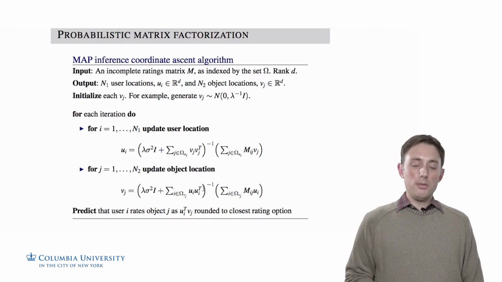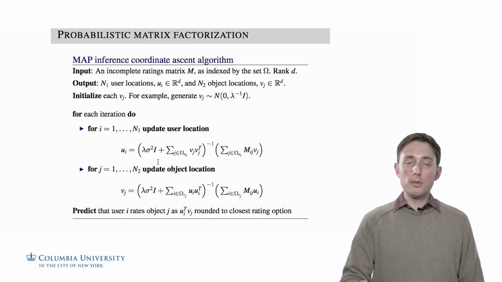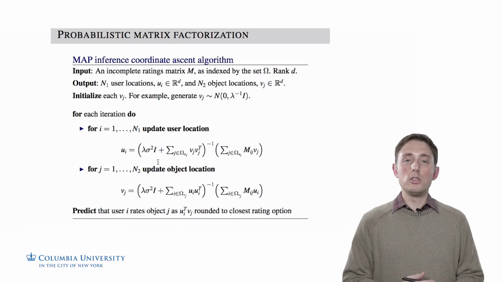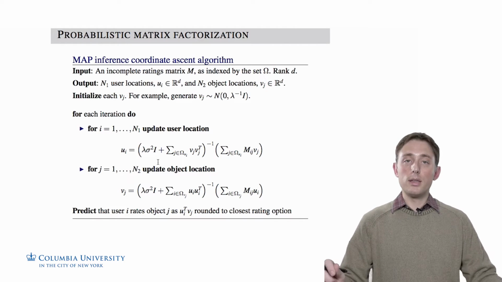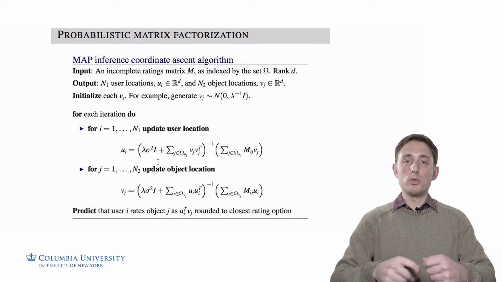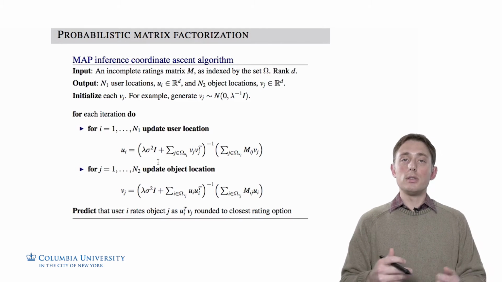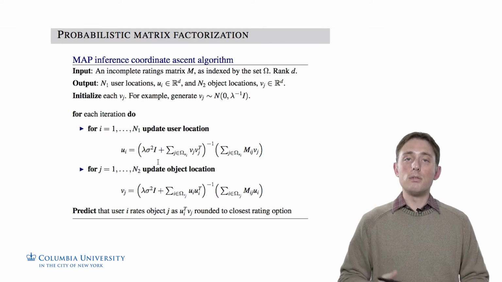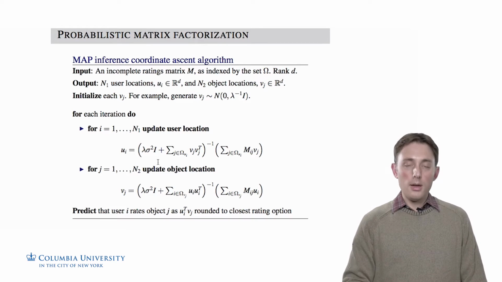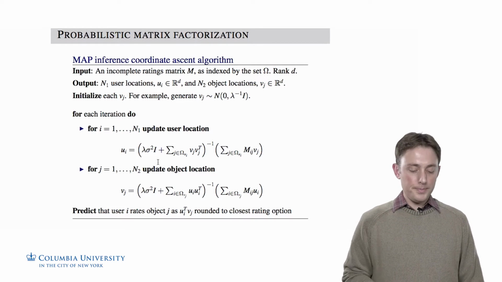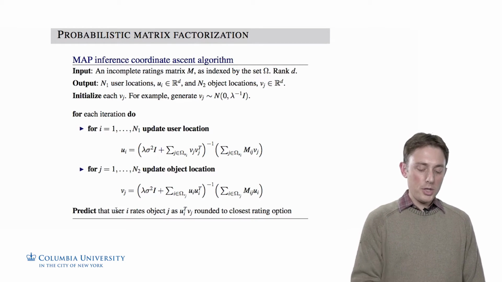So we iterate back and forth between these two steps, and eventually the algorithm will converge. We can assess this convergence by calculating the log of the joint likelihood. That's the function we're trying to maximize, so we can evaluate that function after each iteration to see if it's converged or not.